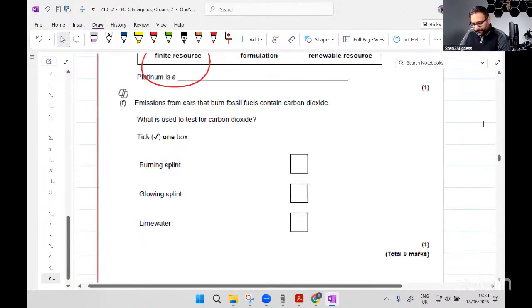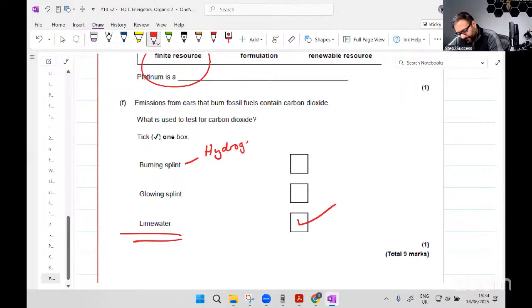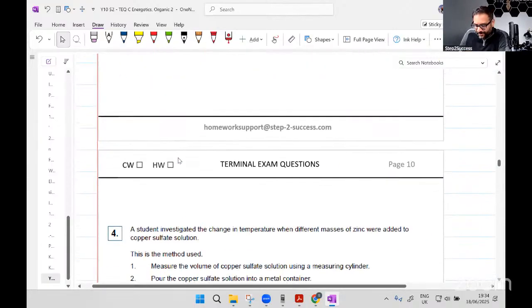What is used to test for carbon dioxide? You may know this, but if not, then you will absolutely need to do some work on this soon because it just comes up everywhere. But lime water is what we use in the test for carbon dioxide. Just so you know, we use a burning splint in the test for hydrogen, and we use a glowing splint in the test for oxygen. So there's 4 gas tests that you will eventually need to know for chemistry.